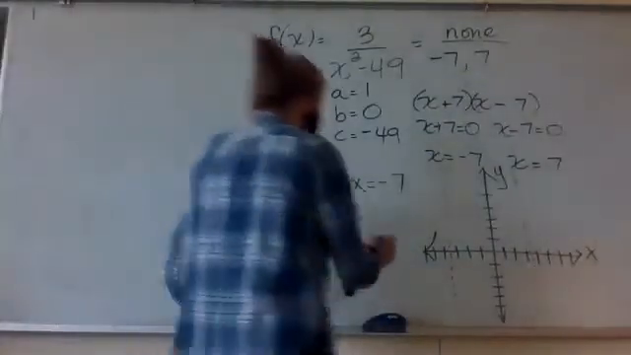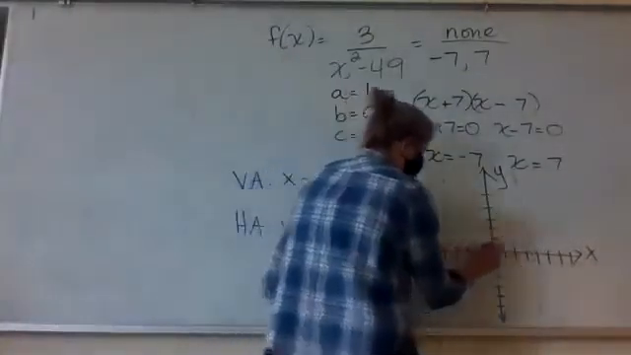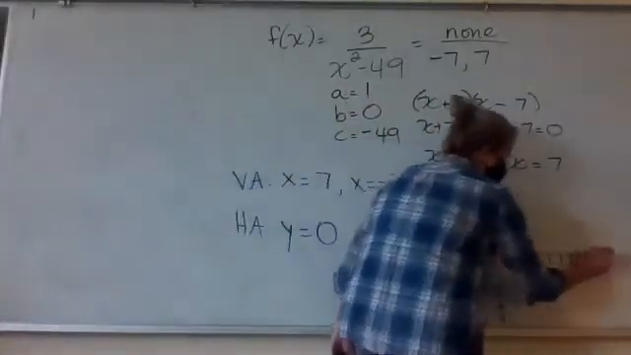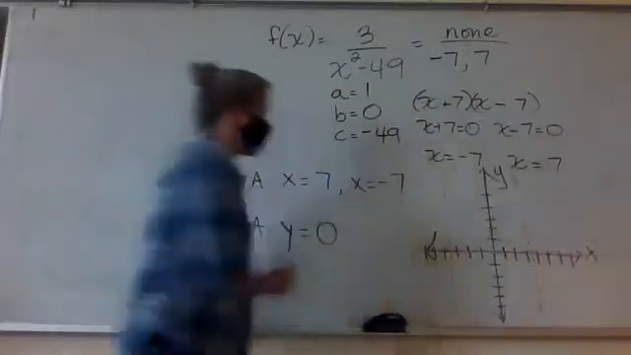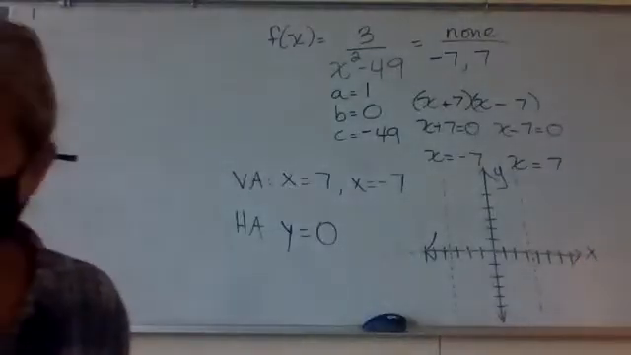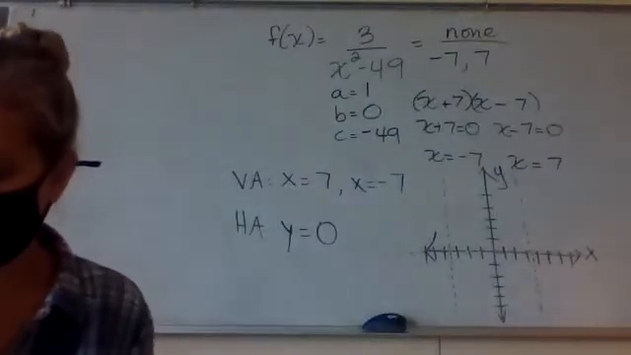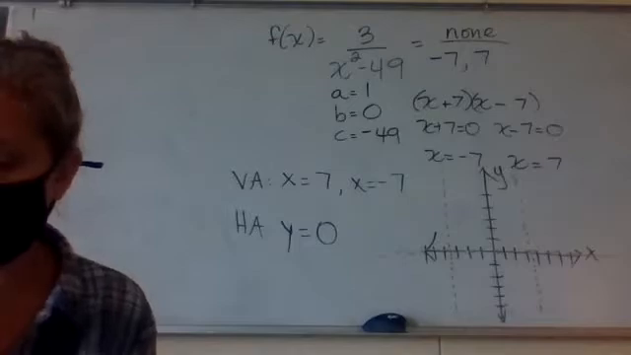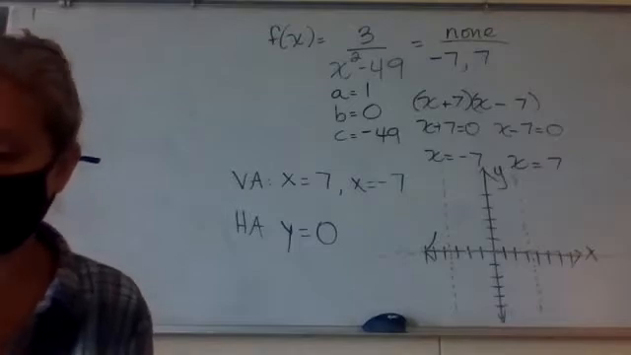The horizontal asymptote is at y equals 0, which is just going straight through the x-axis right here. So that's all the information that it asked me to find on this problem. But if you are looking at your options, you'll notice that that only helps you say that it's not B or C. Because look at B and C.